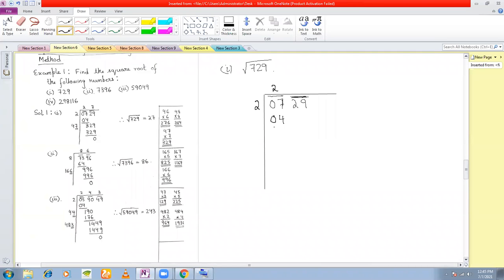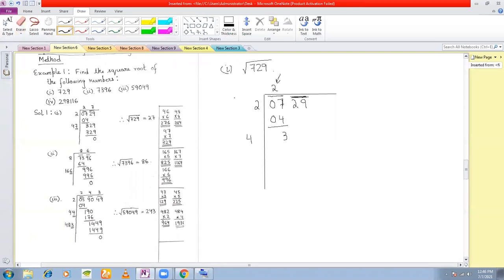So 2 into 2 will give us 4, and we write a 4 here. Now we subtract: 7 minus 4 gives us 3. Now you look at this number here, 2. What is the double of this number? Double of this number is 4. So we write a 4 here. So now you have a 3 here and a 4 here. Now this is a very important step.